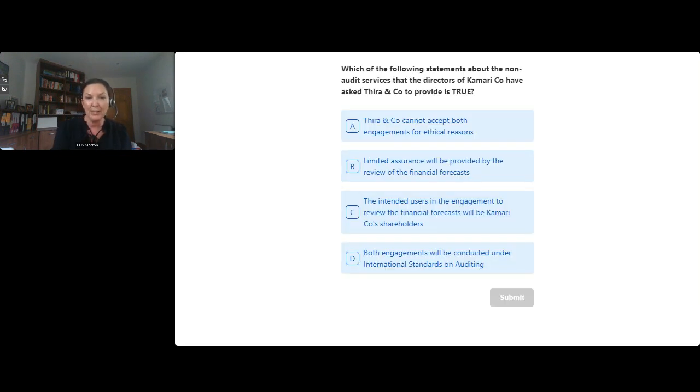So the poll is open now so that you can select which one of those. Which of the following statements about non-audit services is true? CIRA cannot accept both engagements for ethical reasons. Limited assurance will be provided by the review of financial forecasts. The intended users in the engagement to review the financial forecast will be Kamari shareholders, or both engagements will be conducted under international standards on auditing. So I'll give you a little bit of time just to make your choice as to which one you would answer if you had that question in the exam.